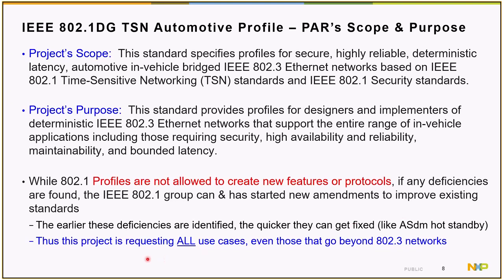So that is really good. And thus, this project is requesting all use cases, and by this I mean 802.1 DG, all use cases, even those that go beyond 802.3 networks. So like in order to solve a problem, there may be car-to-car communication paths that need to be considered inside the in-vehicle network, but the use case clearly goes beyond just the 802.3 Ethernet network. So help us work beyond those boundaries as well. We may not be able to solve all of those networking problems that go beyond the 802.3 Ethernet networks today in this project, but we'll know where to go in the next steps.